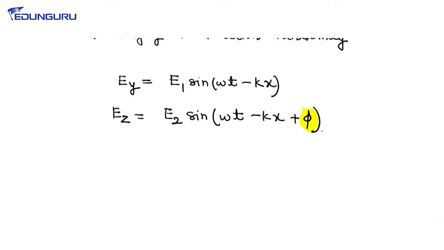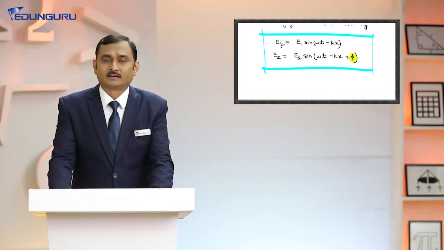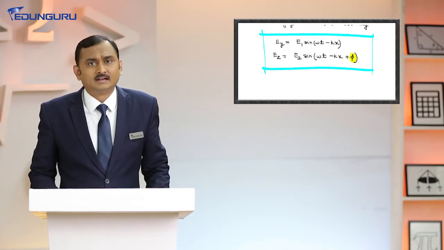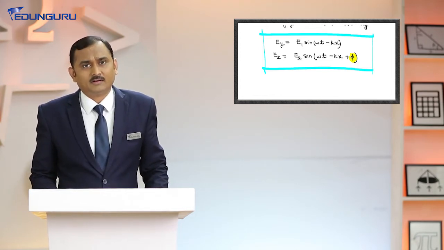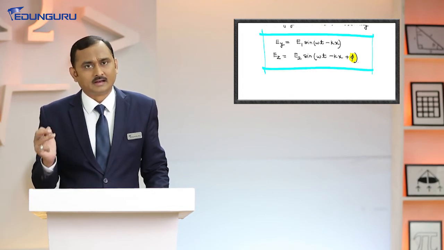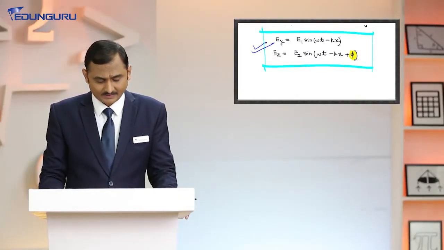So at some point in time it may be behind, it may be lagging Ey, right? These two expressions take into consideration that the resultant electric field is ever changing on the yz plane. It is changing in direction, and it may change in magnitude as well. So these are the components of the resultant electric field.